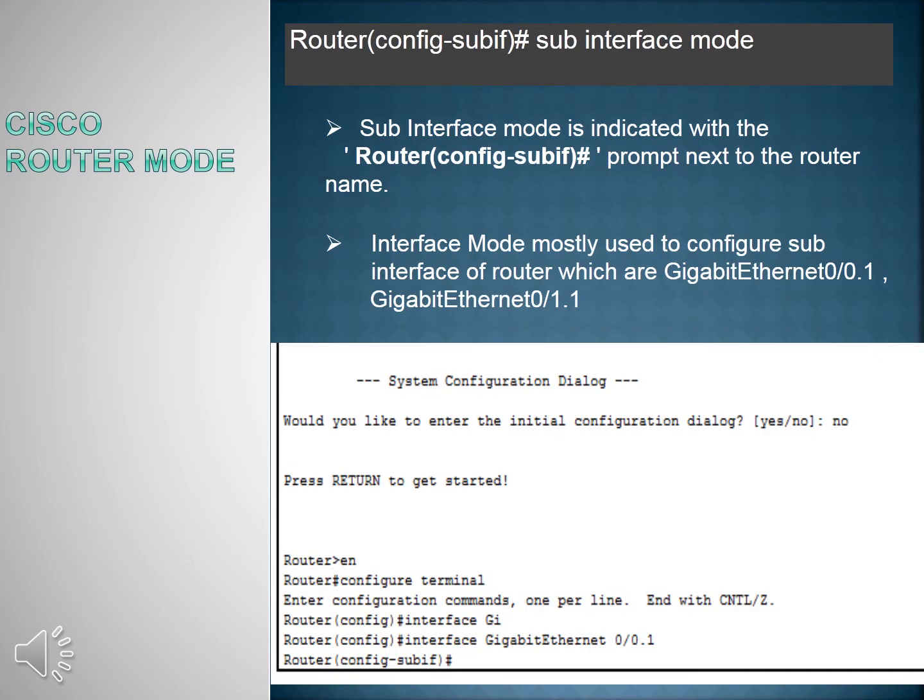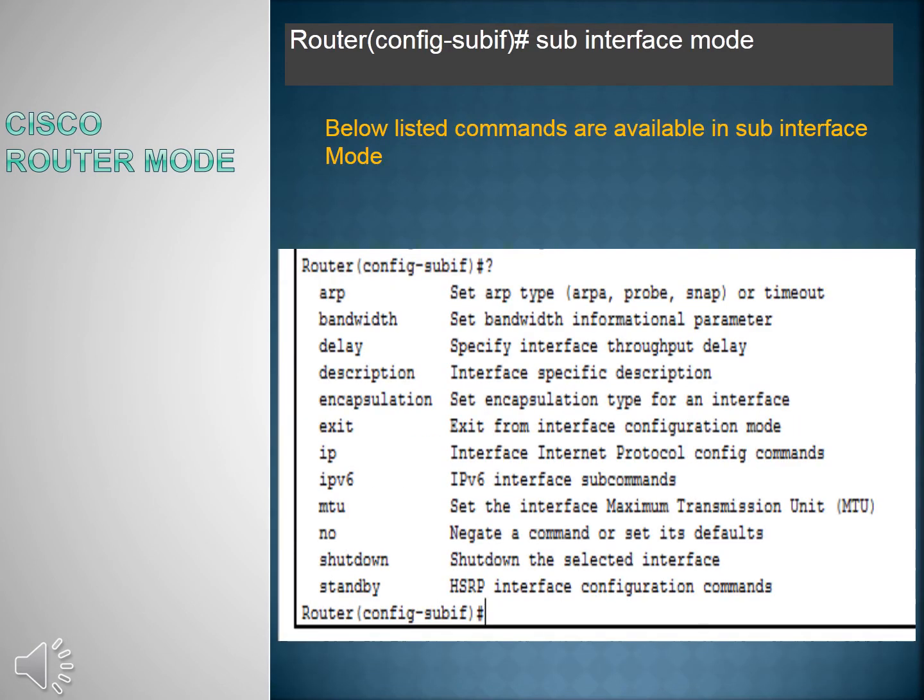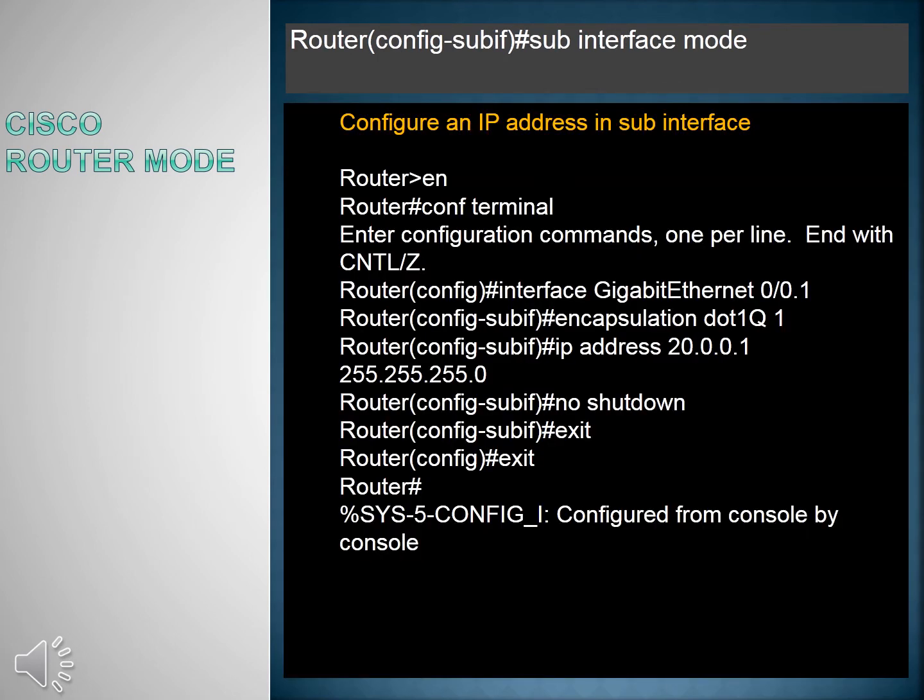Now let's talk about next sub-mode of global configuration mode, which is sub-interface mode. Sub-interface mode is indicated with the Router(config-subif)# prompt next to the router name. This mode is mostly used to configure sub-interfaces of Cisco router, which are GigabitEthernet 0/0.1 or 1.1. You can execute all these commands in sub-interface mode. Here is an example how to configure an IP address in sub-interface mode.